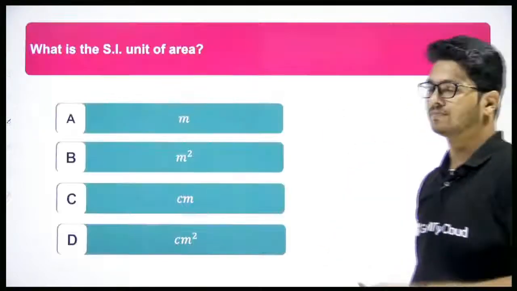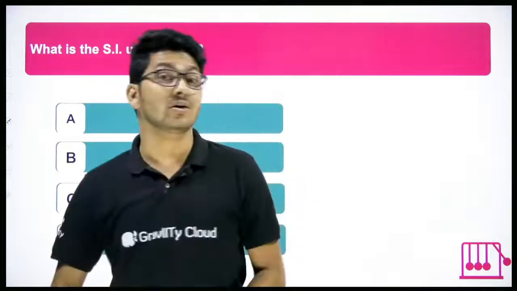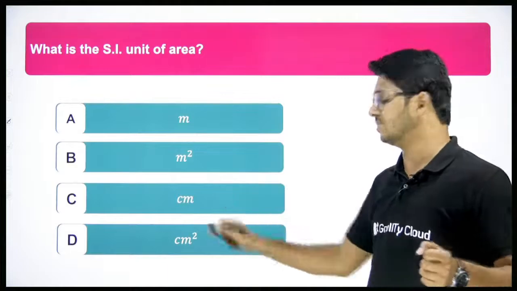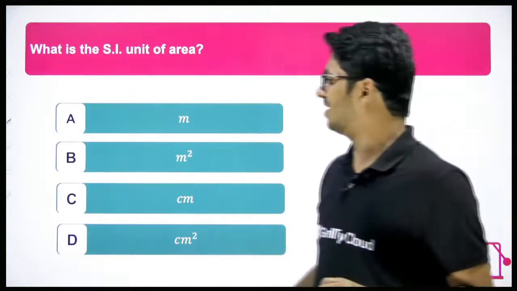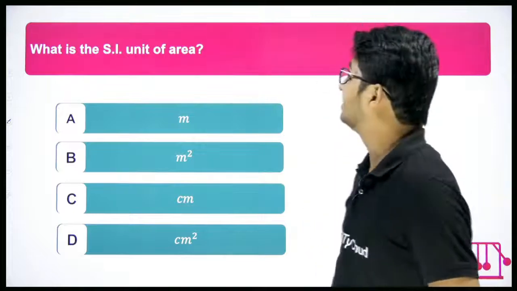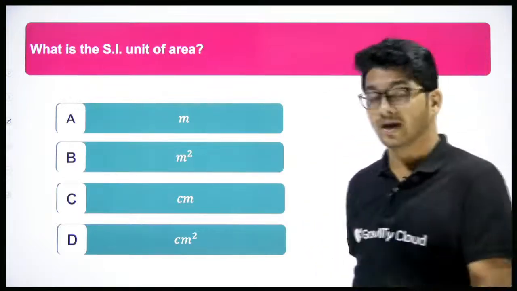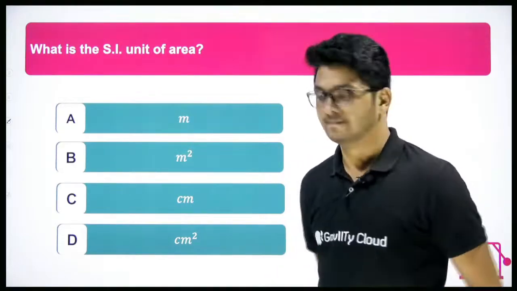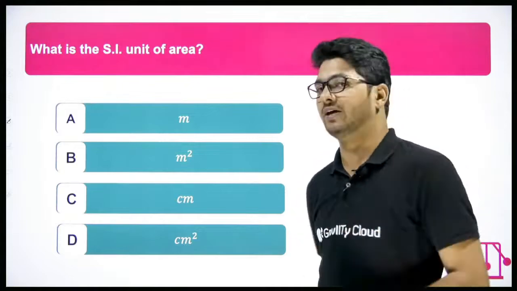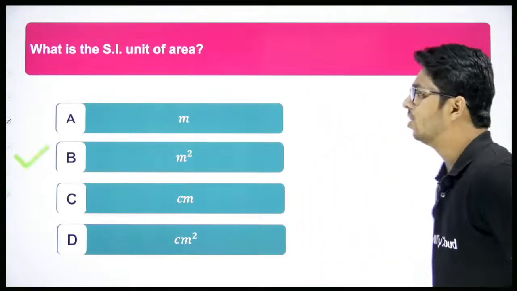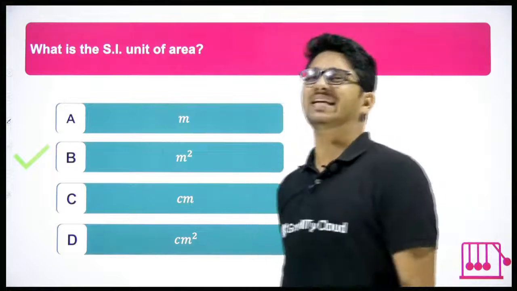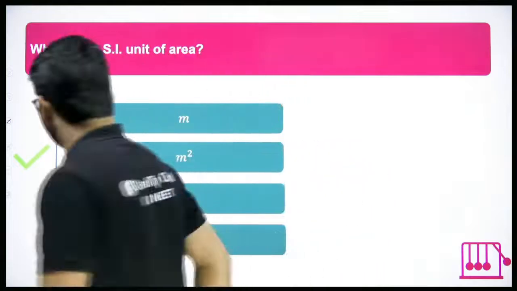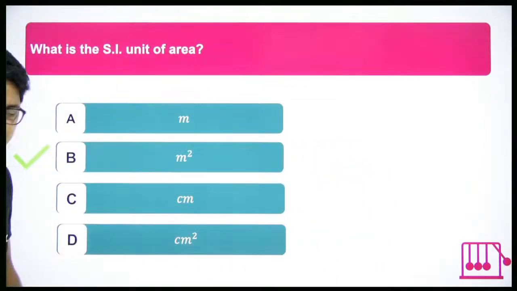Okay. Next. What is the SI unit of area? Options M, M square, CM, CM square. So what is that going to be? In fact, what is the symbol of the SI unit of area? A, B, C and D. Everyone. And the answer is option B, M square. M is for meter, meter square or square meter. Square meter is the SI unit of area. Option B. Simple, understand this.